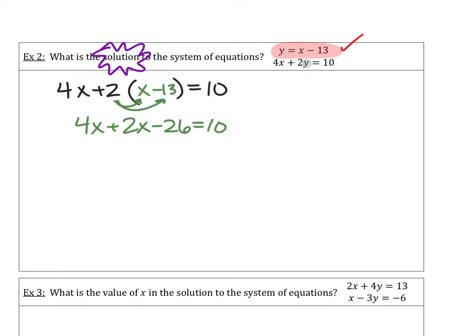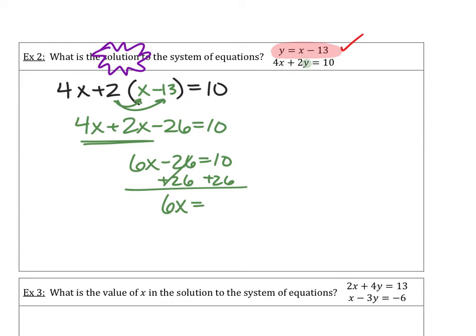Again, at this point, if you're a box method person, do the box method. But for everybody else, we're going to combine like terms. It's right here. This is 6x. We're going to add 26 to both sides to isolate the x term. And we're going to divide by the coefficient of x. Voila. Yay. However, I'm not completely finished.